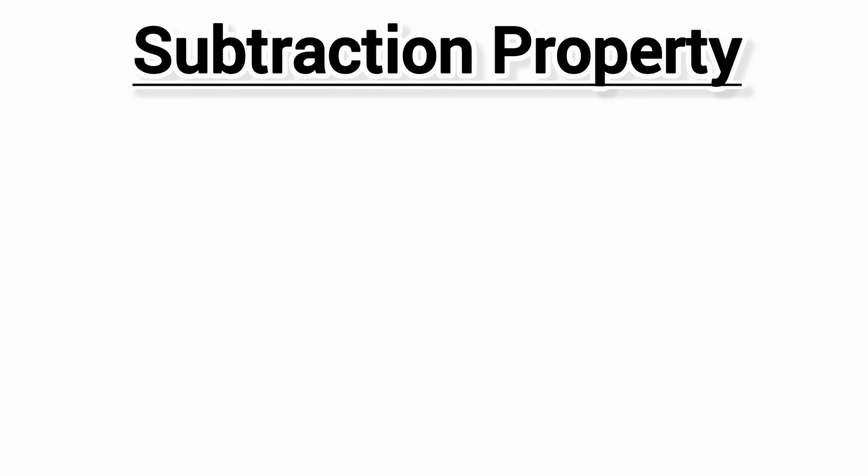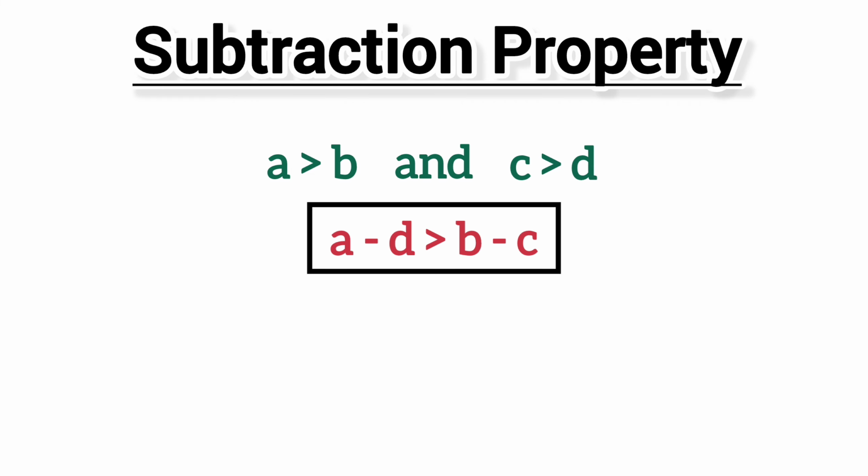Extending this property, if A is greater than B and C is greater than D, then A minus D is greater than B minus C. On one side, you have a larger number minus a smaller number. On the other side, a smaller number minus a larger number. This property comes in very handy in exams.